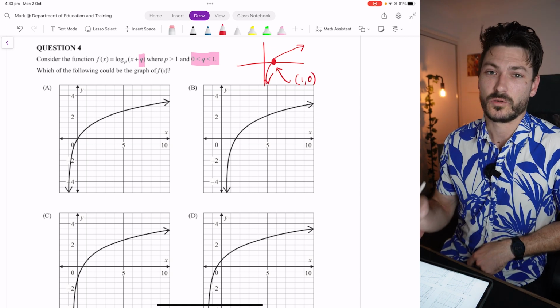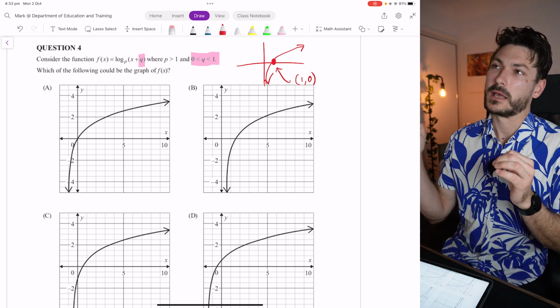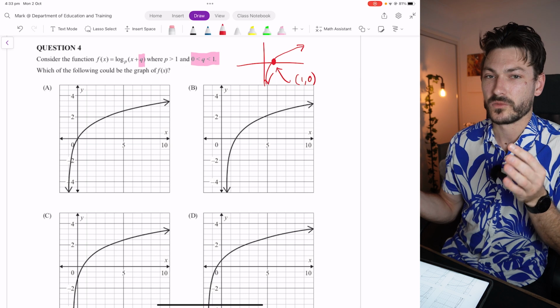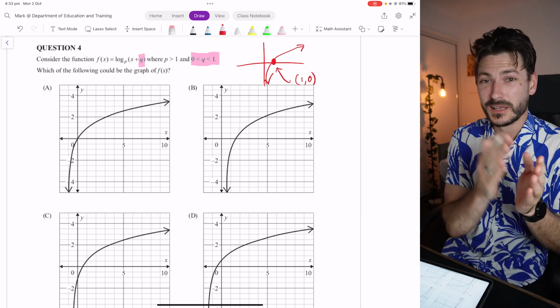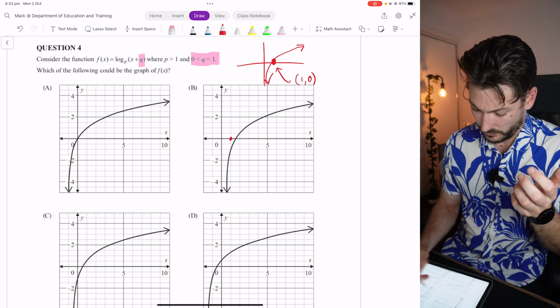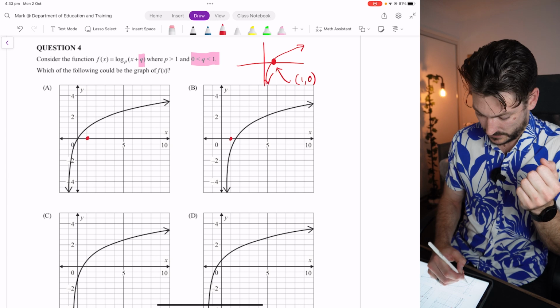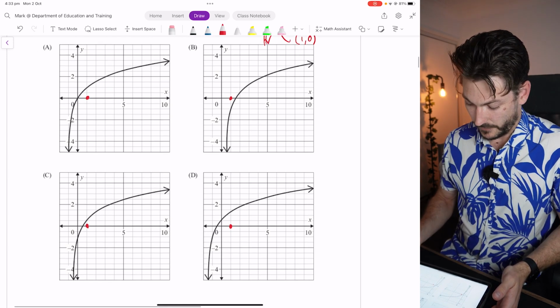But if our Q value is between 0 and 1, it means it's going to be shifting it to the left by anywhere between 0 and 1. So that intersection point is going to be anywhere between the origin and X equals 1. So if I just put that real quick on all of these graphs, this is the point 1, 0, my function should be going left.